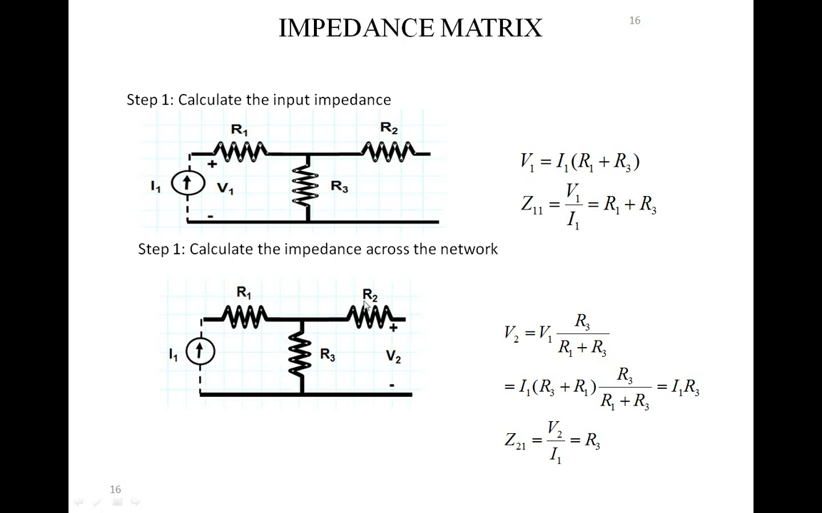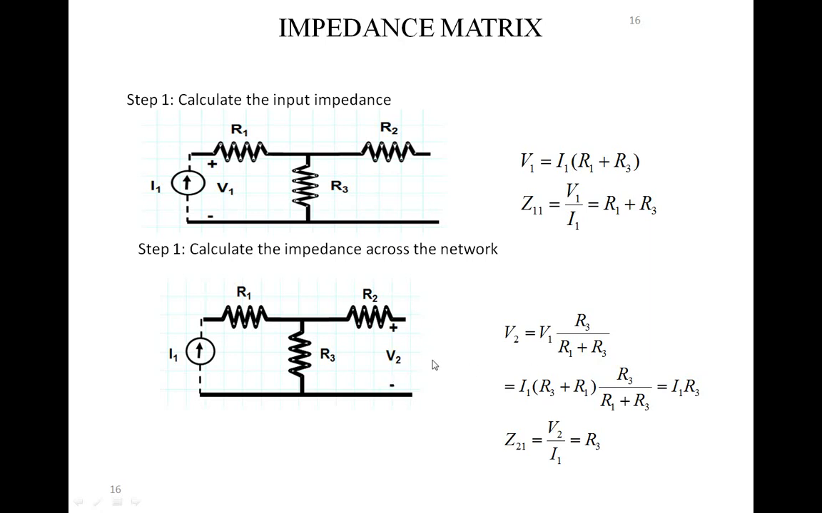Now look at the second diagram. Now we want to find the voltage at port 2, assuming that port 2 is short circuited. Now the expression for V2 is written as V1 into the parallel combination of R2 and R3.